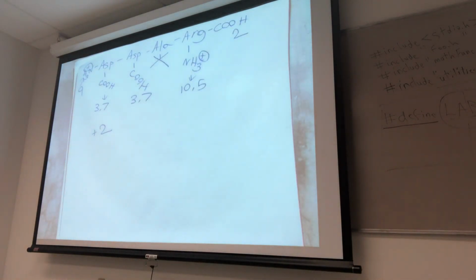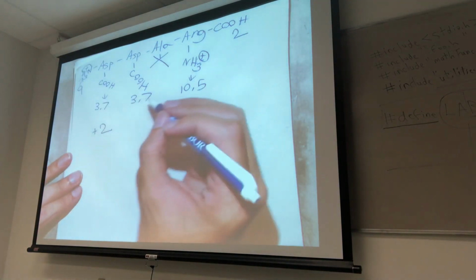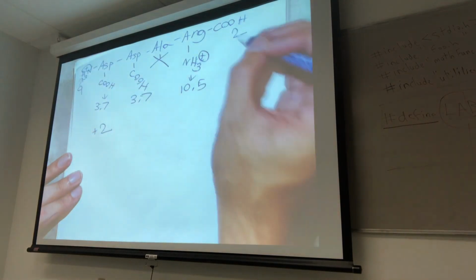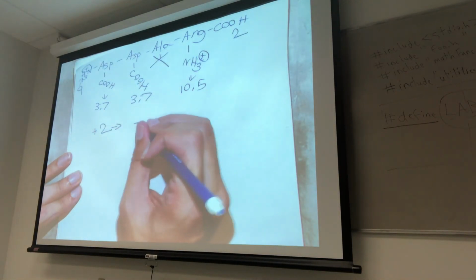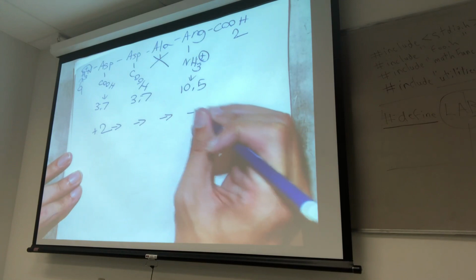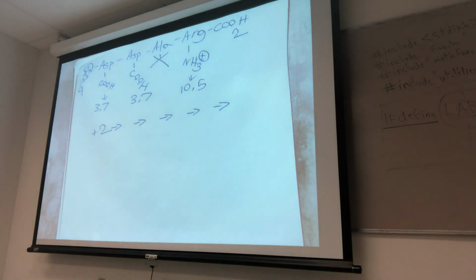All right, that's the maximum positive charge this peptide could have. How many possible drops in charge could it have? The answer is, how many pKa's does it have? 1, 2, 3, 4, 5. I'm going to draw in 5 arrows, 1, 2, 3, 4, 5, because they represent each of these pKa's here.